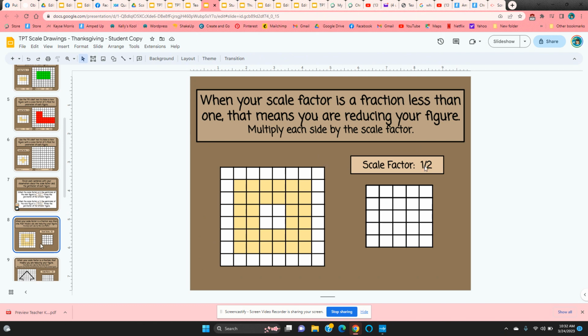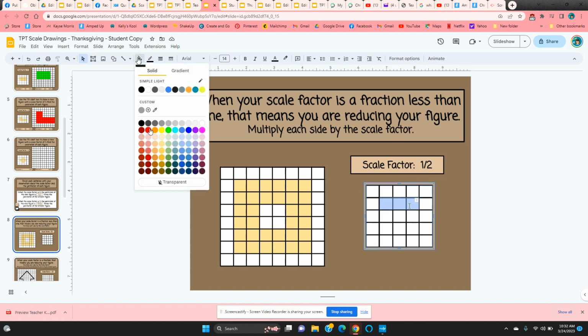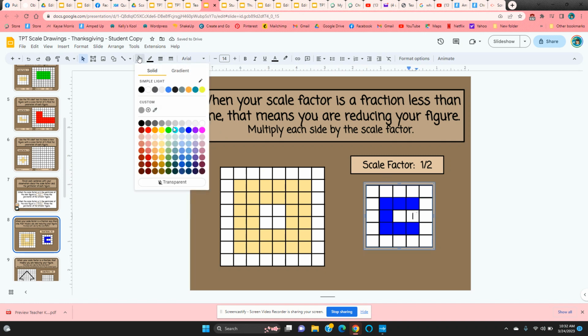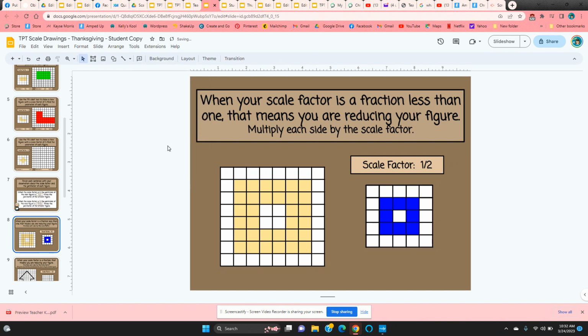On the next slide, we're looking at a scale factor of 1/2. When a scale factor is a fraction less than 1, the figure is going to be smaller. In this case, with a scale factor of 1/2, they're going to take each side and divide by 2. Then they have their scaled down figure.